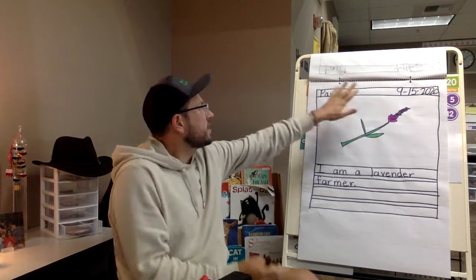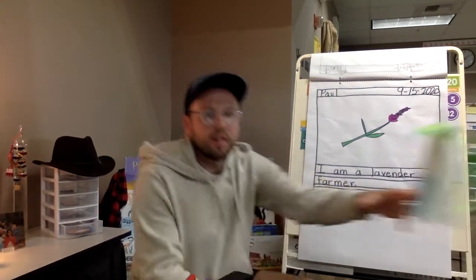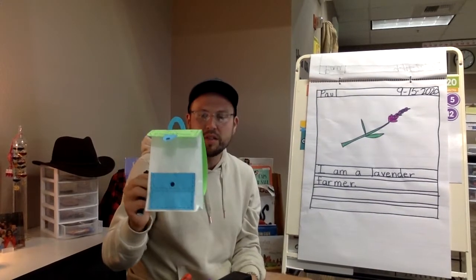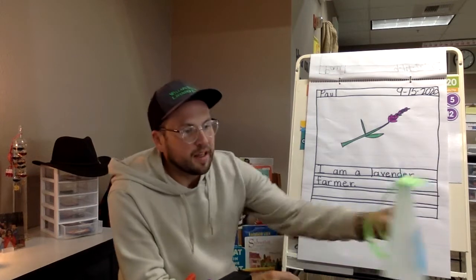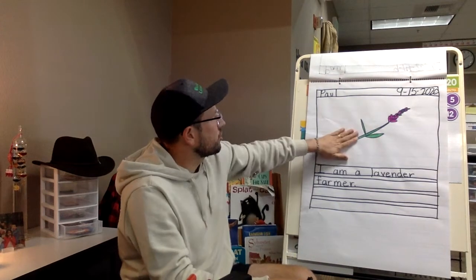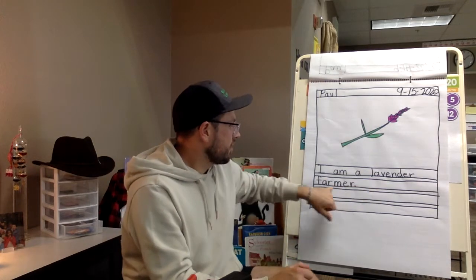So, if you remember back to yesterday, we talked about the things that were in our All About Me backpacks. Mr. Paul put a piece of lavender inside his backpack because I am a lavender farmer. And I drew a picture of my lavender and then I wrote the sentence, I am a lavender farmer.